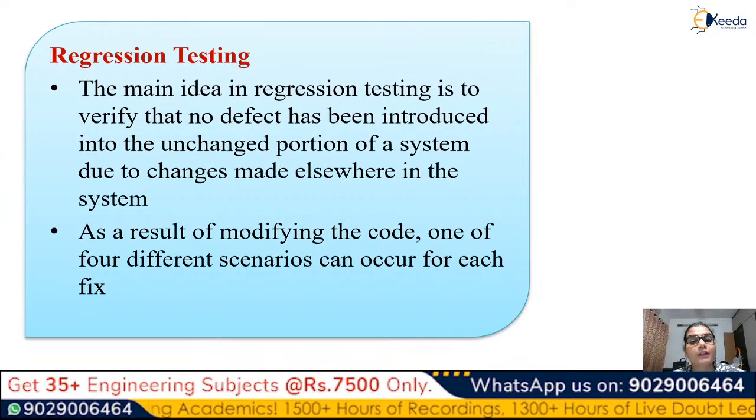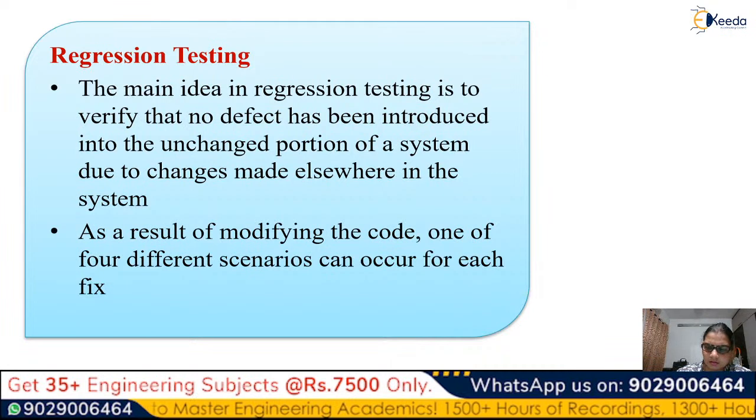What happens if the test itself introduces some errors to the code? So these are the facts that I mentioned to you. Now, the main idea about regression testing is to see whether the actual code is working as expected, that is, the unchanged portion of a system despite the changes made elsewhere. I want to see that a particular module is working irrespective of a defect having been introduced to the entire code.